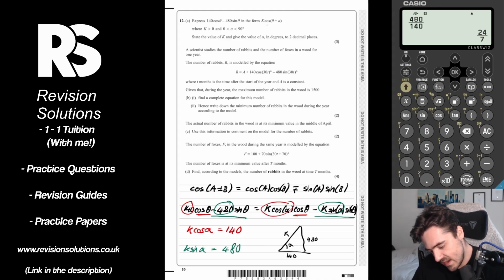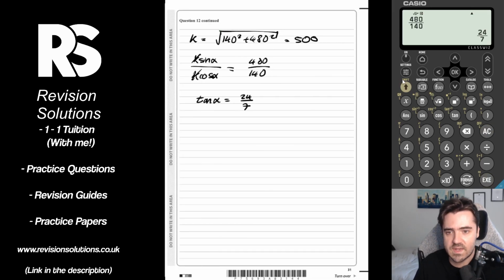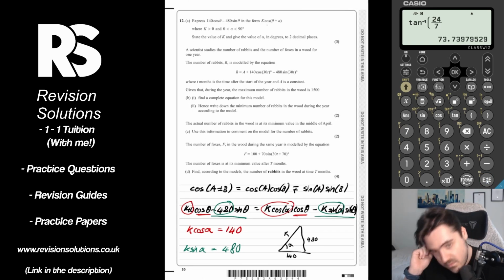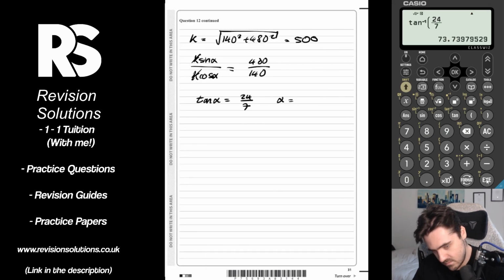And let's just check. So they want alpha in degrees, so let's swap over to degrees. Angle unit, degrees. And then we do inverse tan of 24/7. That's that number there. What do we want to round to? So 2 decimal places. That would give us 73.74 to 2 decimal places. Yeah, 73.74, that's correct. 73.74 degrees to 2 dp.